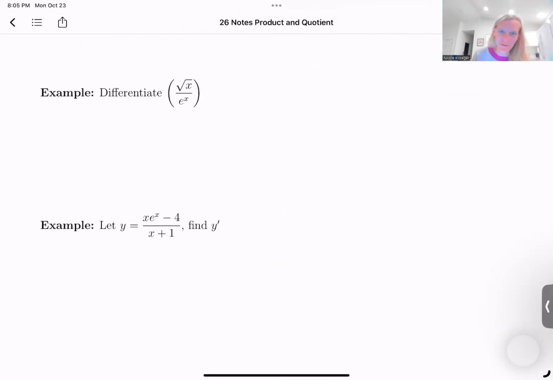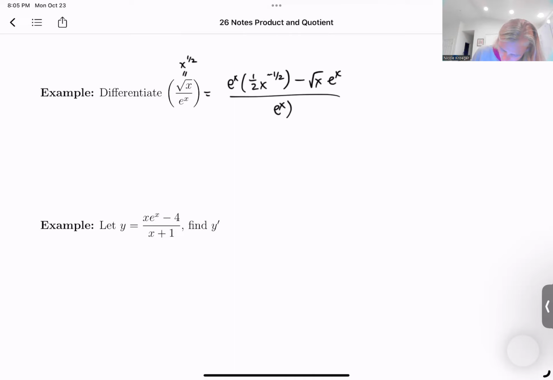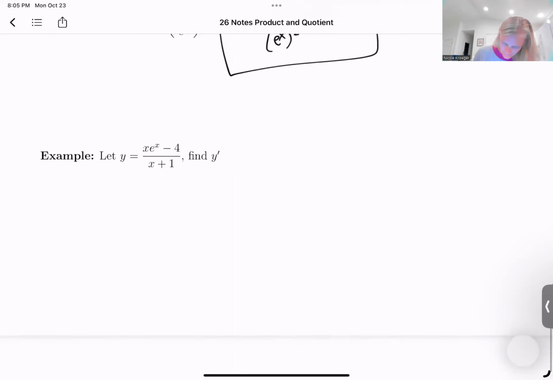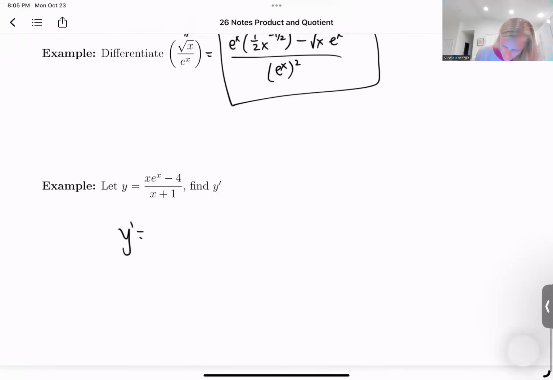So this one we need a quotient rule on again, because we have two things being divided. So my low is e to the x. My d high will be 1/2 x to the negative 1/2, because x to the 1/2 is the same thing as root x, minus high, d low, the derivative of e to the x is itself, which is nice, over low squared. This is my derivative. Okay, and let's do one more.